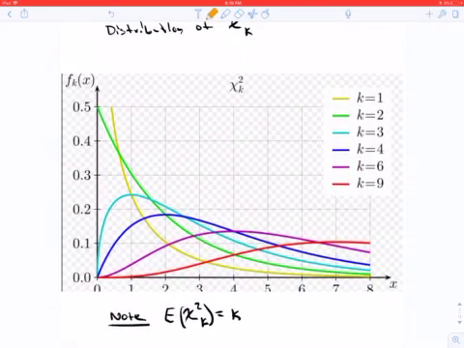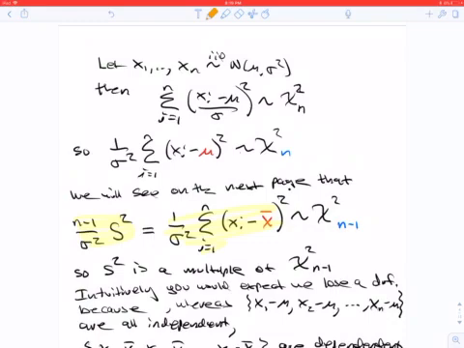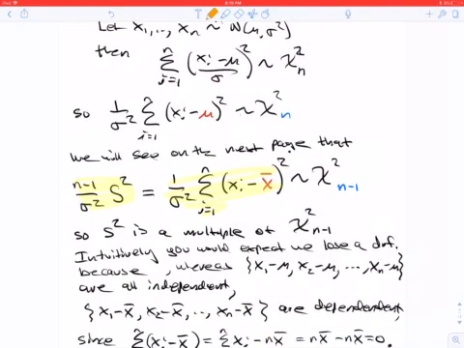So here's a picture of the gamma distribution. It moves over to the right as k grows because the expectation is the degrees of freedom. And so a key idea is that n minus 1 over sigma squared times the sample variance is chi-squared with n minus 1 degrees of freedom.